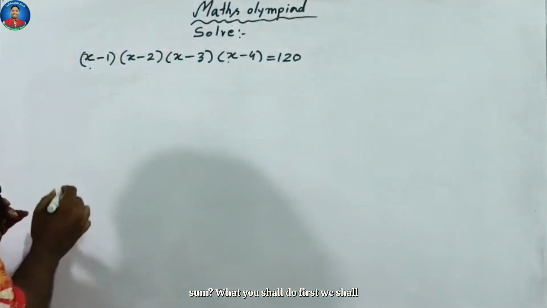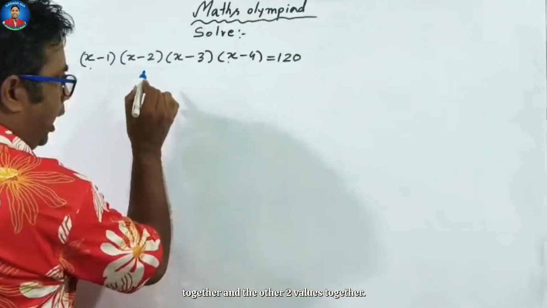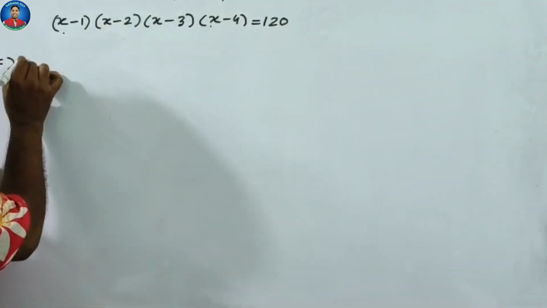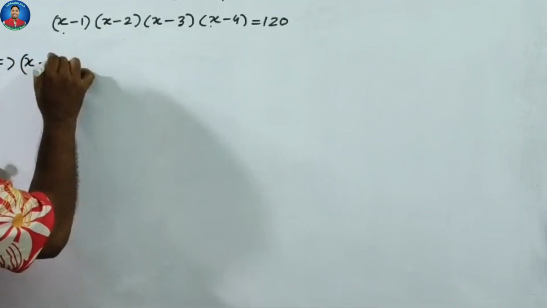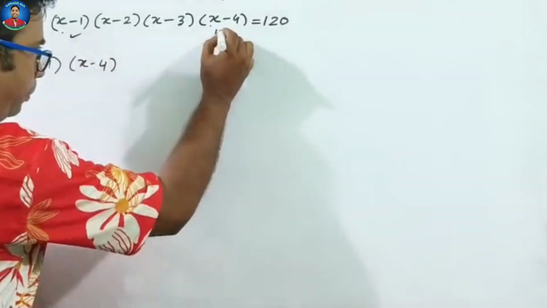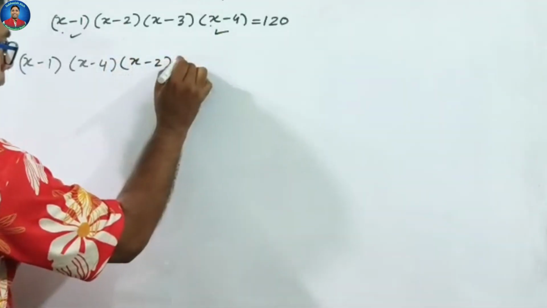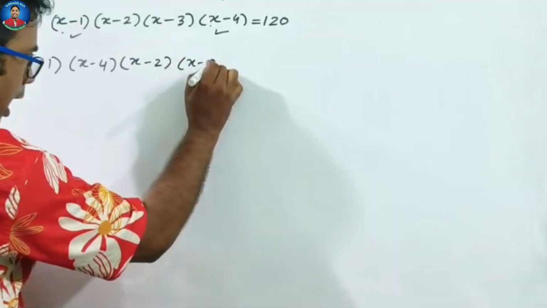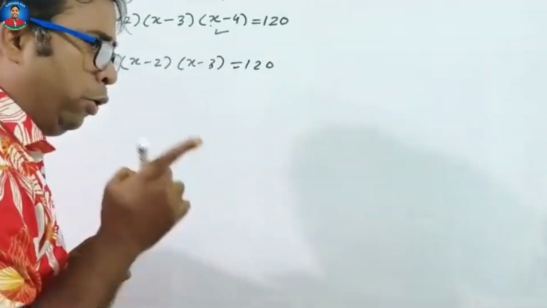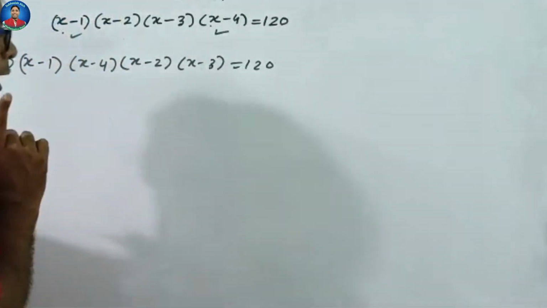What we shall do first, we shall keep the largest and the smallest value together and the other two values together. So if we write it like this, x minus 1 and x minus 4, this one and this one are kept together. After that, this x minus 2 and x minus 3 I am keeping together. If we do not do so, you will not get the solution. What is the reason that I have considered it so?